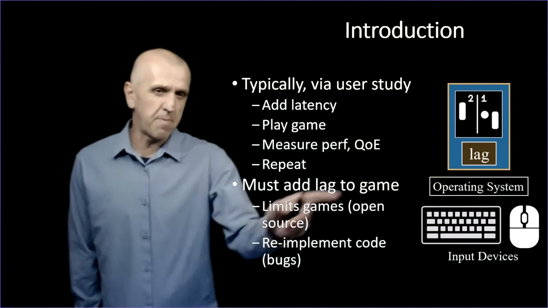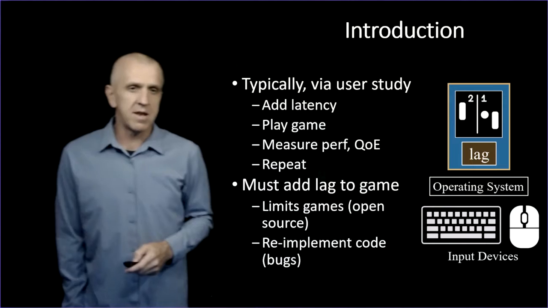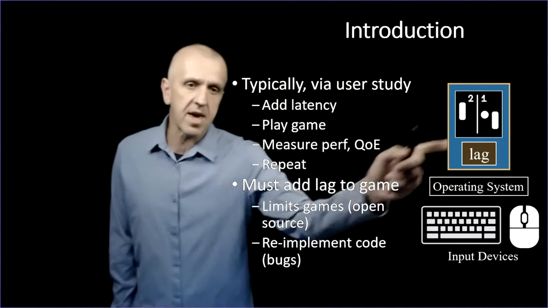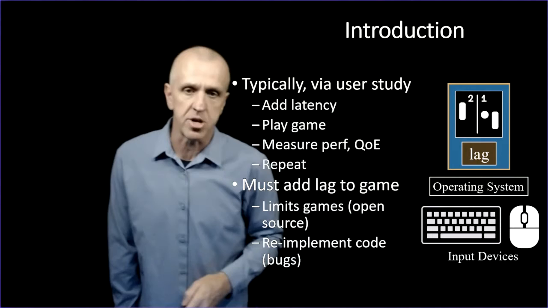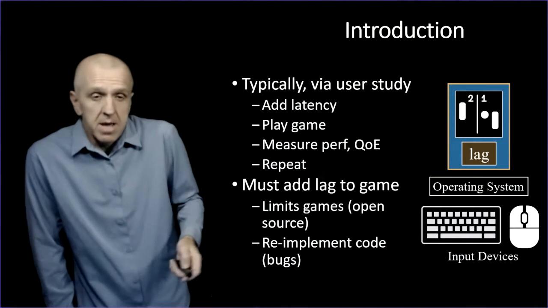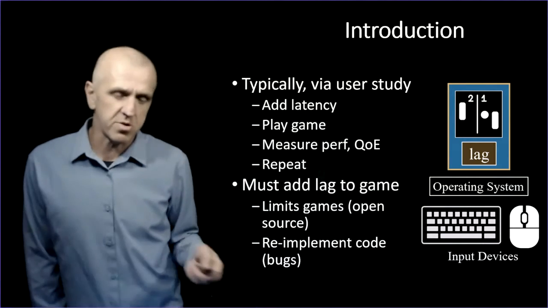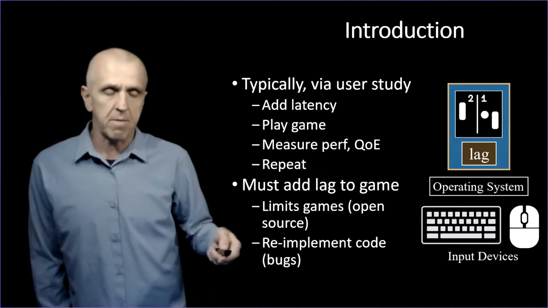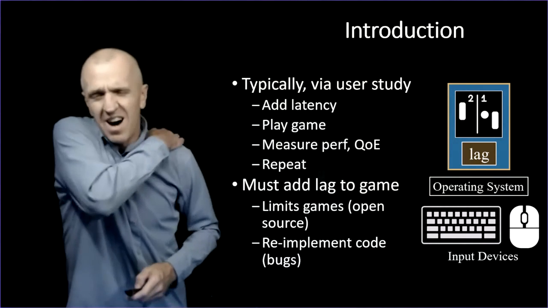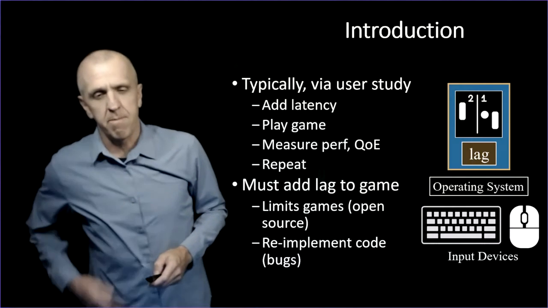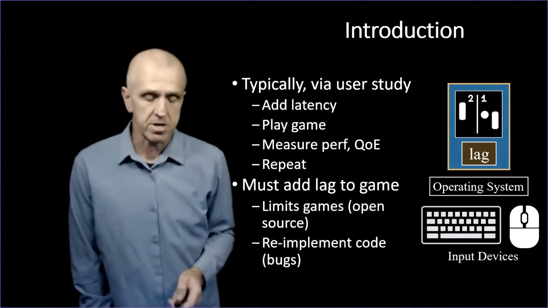What this means, as depicted here, is that to add lag, you usually have to take the game and modify the code to put it inside the game, or maybe the game engine. So there's a limited set of applications we can test. The game is usually open source, or a toy application, or something that we can build. So we can't actually use commercial games. In addition, you have to re-implement the code every time. For every game and every system, you have to re-implement it yourself. That means there could be bugs.